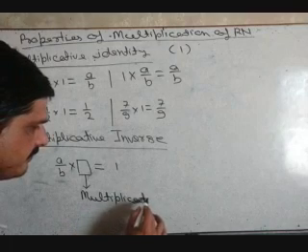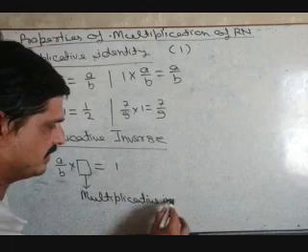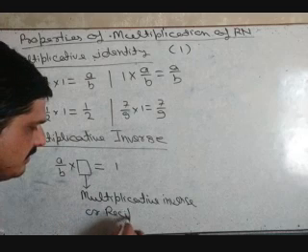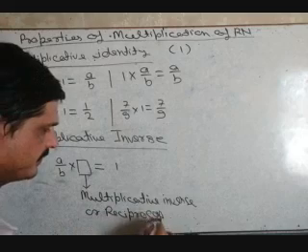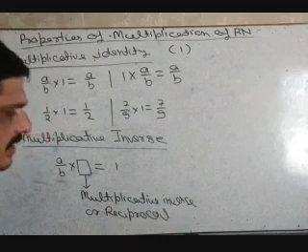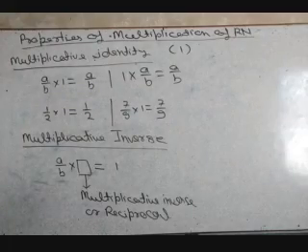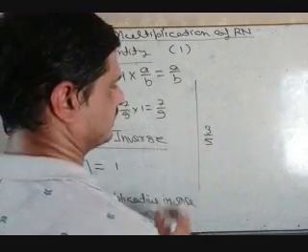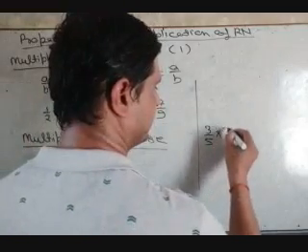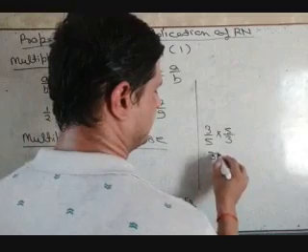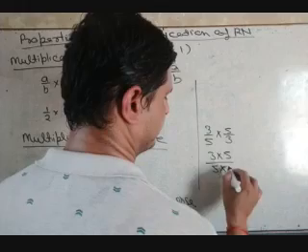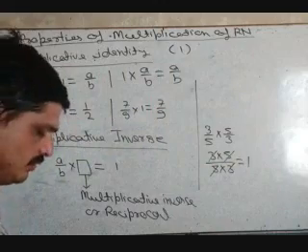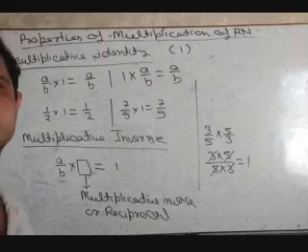Multiplicative inverse, or we can say reciprocal. Let us see, there is a 3 by 5, and if we multiply 5 by 3, then what will we get? We are getting 1. So this is called a multiplicative inverse.